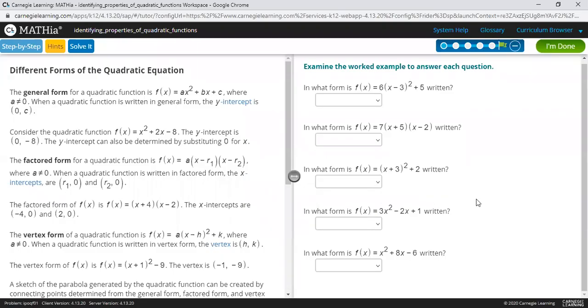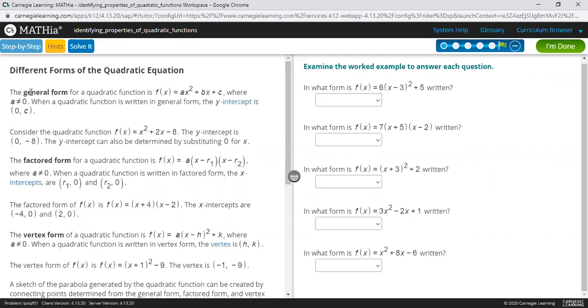All right, so I am in the identifying properties of quadratic functions workspace. And here you are just going through and going more into detail about general form, factored form, and vertex form. So the first thing they're having you do is identify the different forms that you can see a quadratic in.